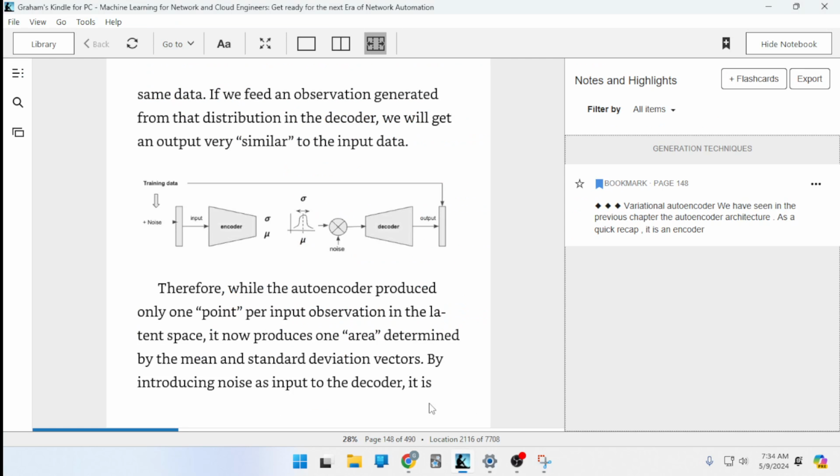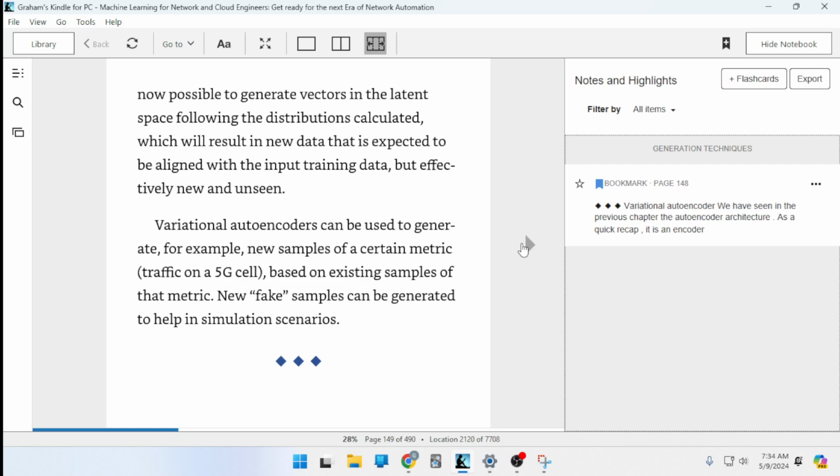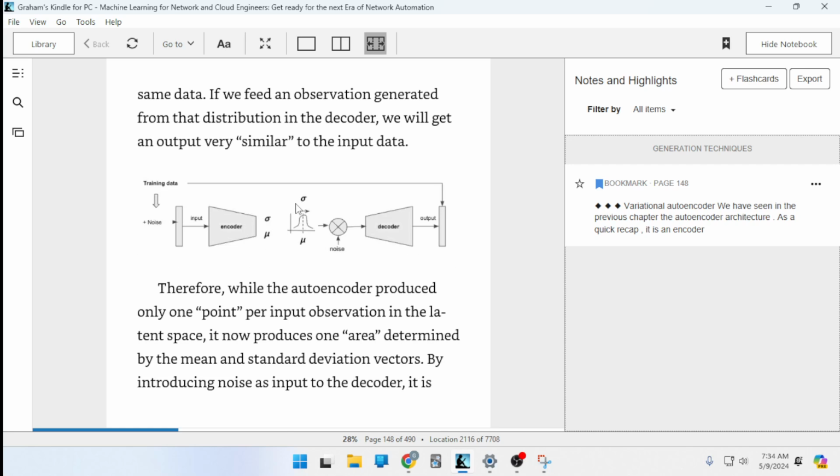Alright, I might need to take a break, but let's see. Okay, so I'll get to the next section.